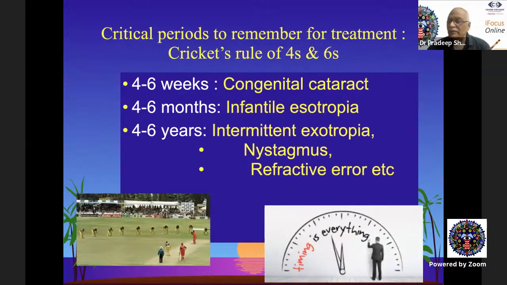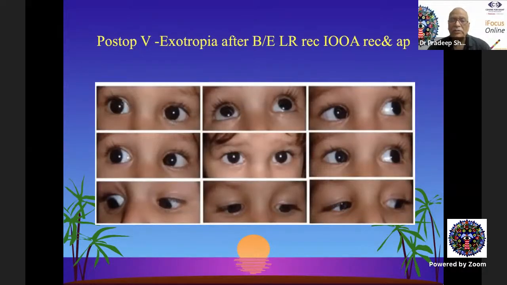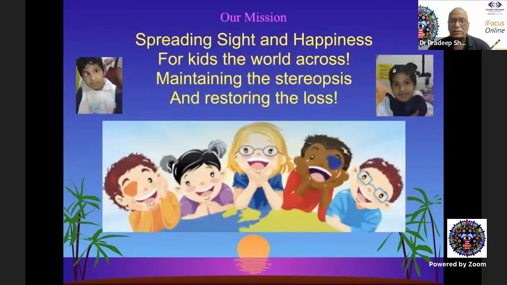So the critical periods that we always talk about, 4 to 6 weeks, like the favorite numbers in cricket. Congenital cataract, we need to take care of them by 4 to 6 weeks. 4 to 6 months infantile esotropia, 4 to 6 years for intermittent exotropias, nystagmus, refractive error, or whatever is disturbing the binocular vision potential. Timing is everything. Timing is important for any game or in life. This child having a constant exotropia early enough has to be operated at the age of 9 months itself. And you can see here that we can restore his binocular vision so that he is having the gaze corrected.